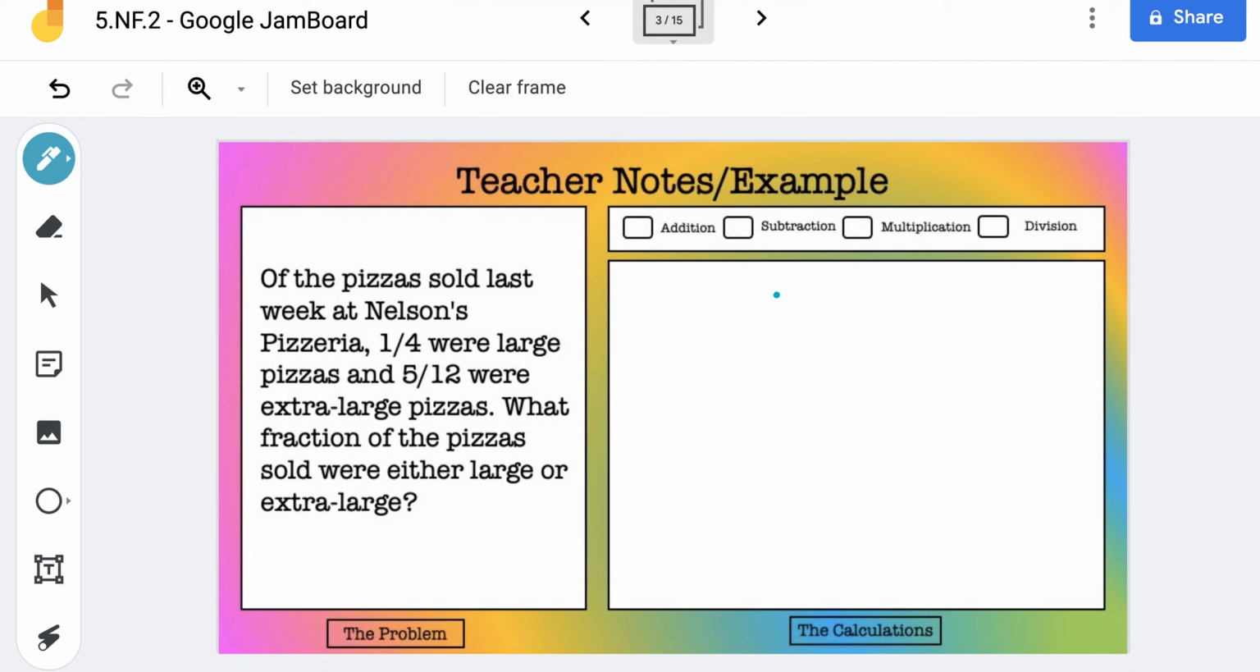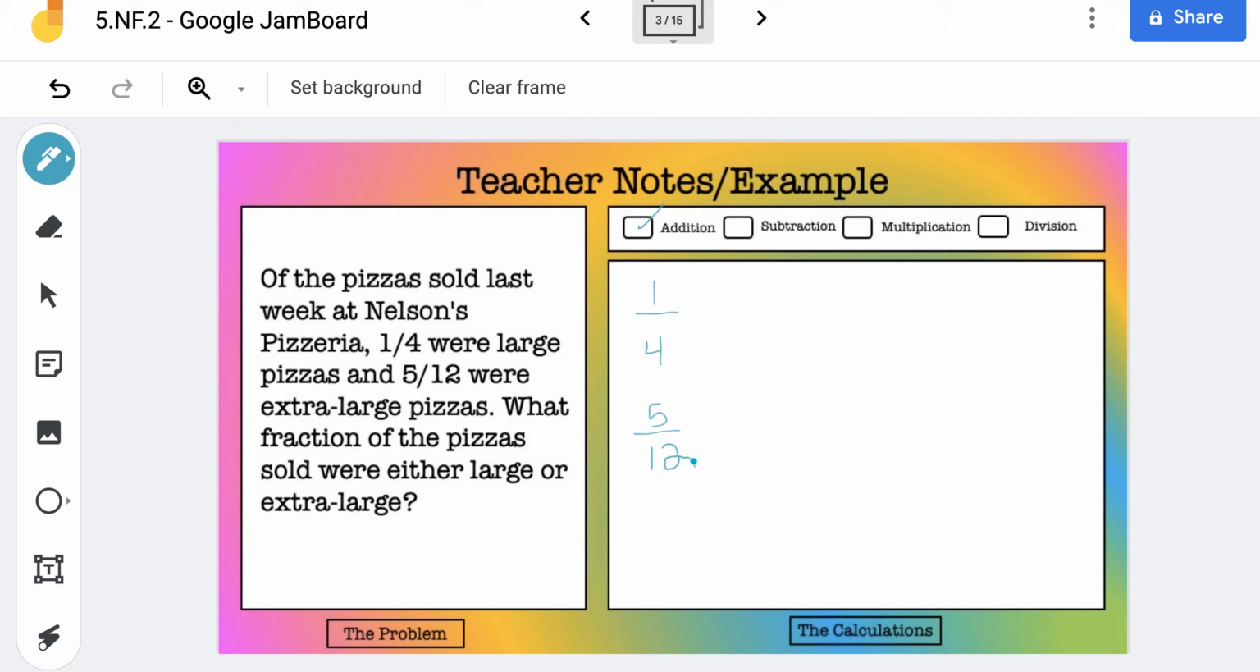Okay. For this one, it says, of the pizzas sold last week at Nelson's Pizzeria, 1/4 were large pizzas and 5/12 were extra large pizzas. What fraction of the pizzas sold were either large or extra large? Okay, so for this, again, we're going to add. So we need to add 1/4 and 5/12.